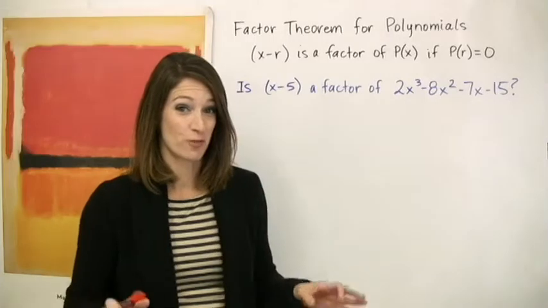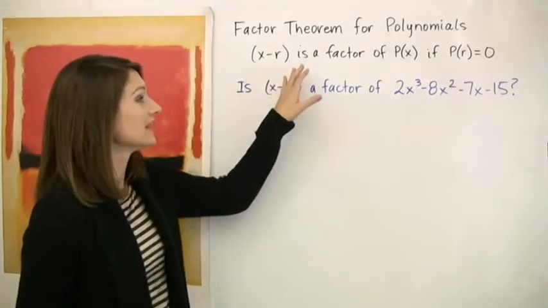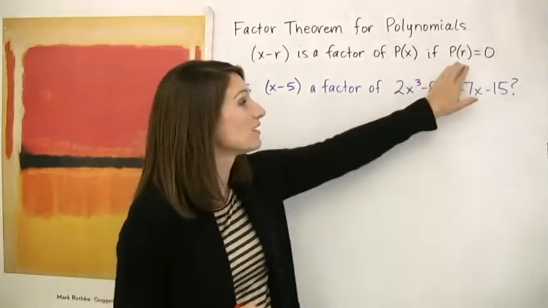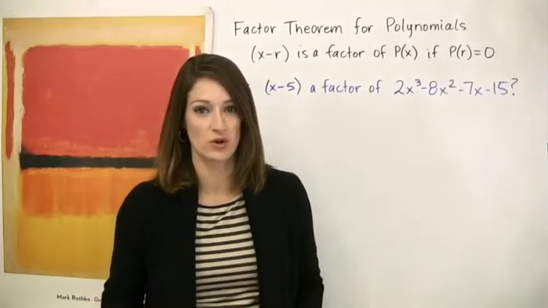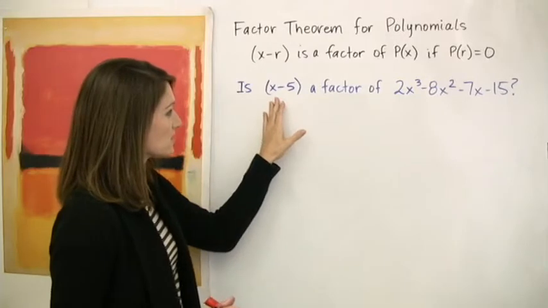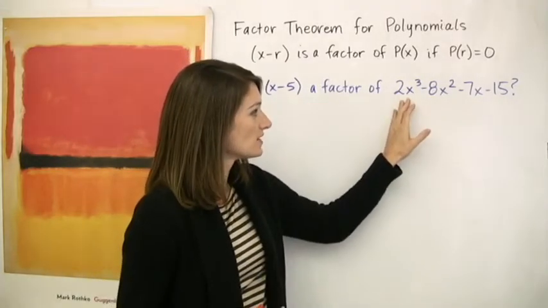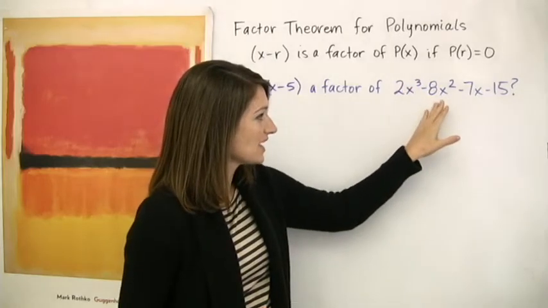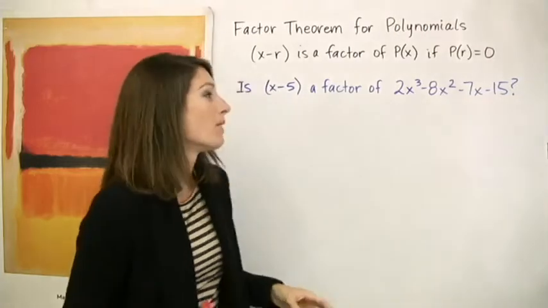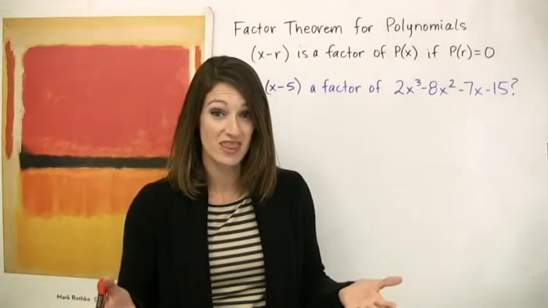So now let's move on and we'll talk a bit about the factor theorem. The factor theorem for polynomials says that the factor x minus r is a factor of p of x if and only if p of r equals 0. So we can answer a question such as this: is x minus 5 a factor of this polynomial, 2 times x cubed minus 8x squared minus 7x minus 15, by using our short form of long division for polynomials, which is synthetic division.